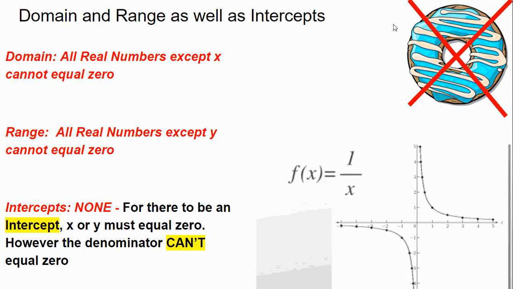And so that ties perfectly with the intercepts. There are no intercepts because in order to have an intercept, the x value or the y value has to equal 0. But in this case, it never touches the x or y axis, so you can't have any intercept. And also another reason why you can't have a y-intercept is you can't have 0 in the denominator of the function. That's one of the rules.